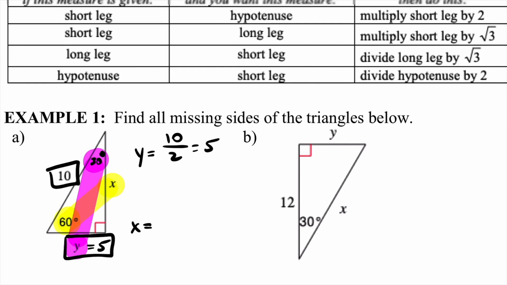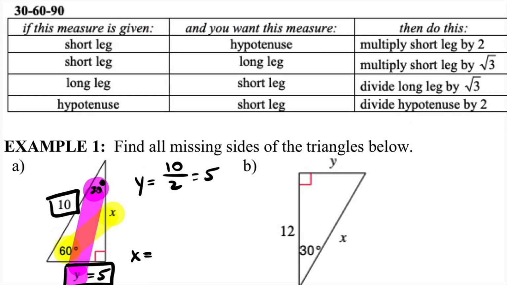So let's go back up to the table. So x is the longer leg, right? Which row, first, second, third, fourth, says this is how you find the longer leg? Right here, yeah, this is the only one that says this is how you find the long leg. You're going to need the short leg. Well, we already know that. What do I have to do with the short leg? Multiply by square root of 3.